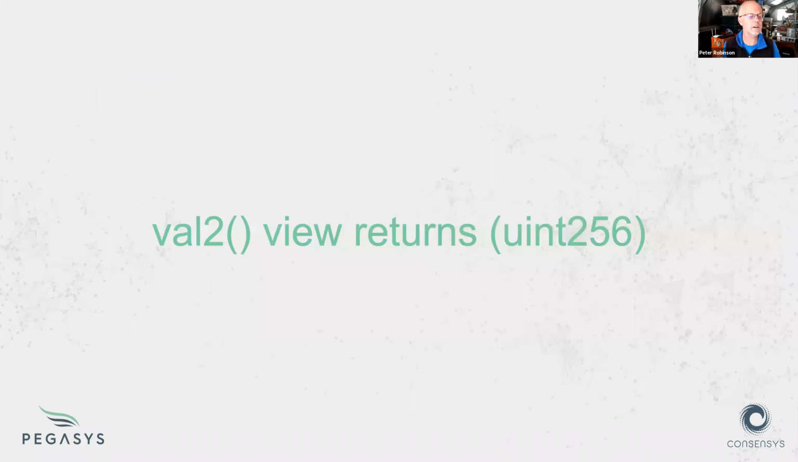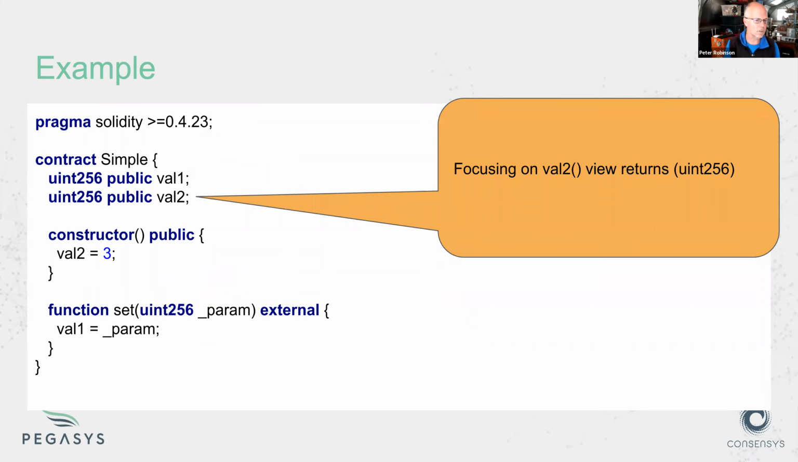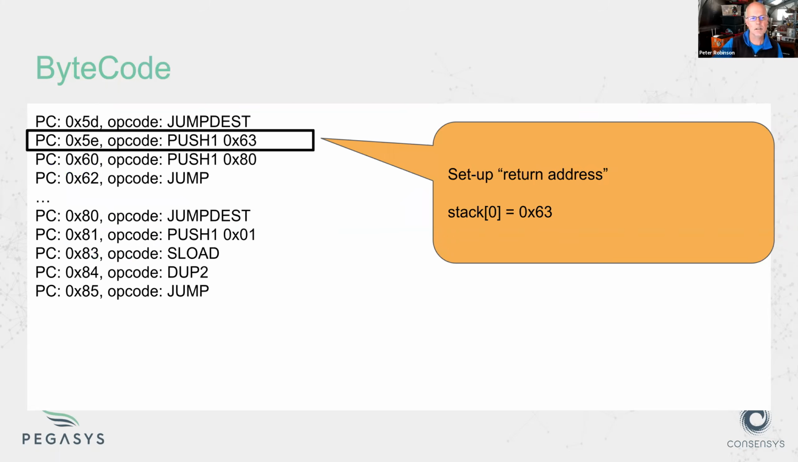All right, what about val2, which was returning uint256? Focusing on that, it's just a view call that's auto-generated, and its signature is just val2 with brackets. For all of the view returns, the return type, uint256, is not part of the function signature. So if we jump to there, the first thing it does is set up its return address, which is 63.